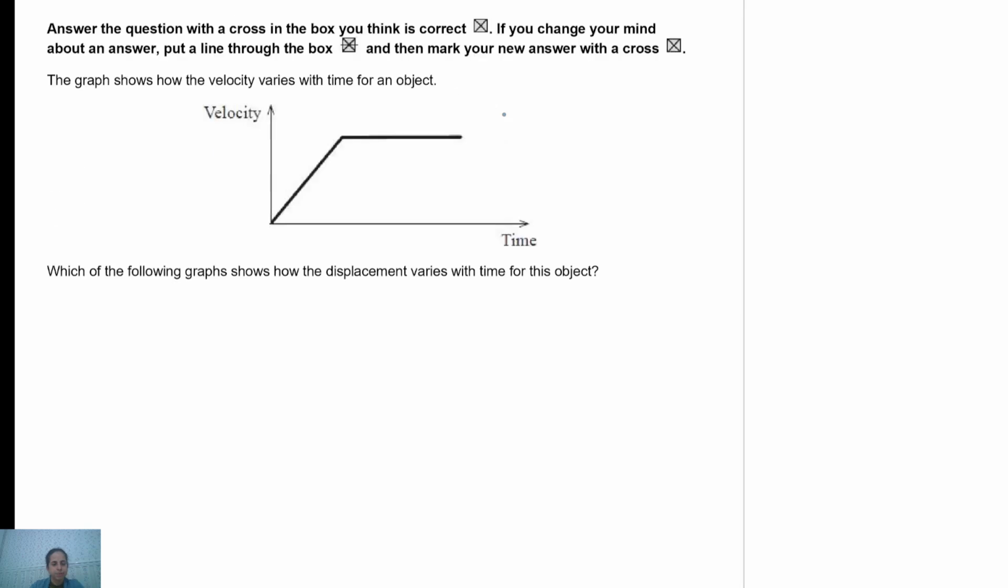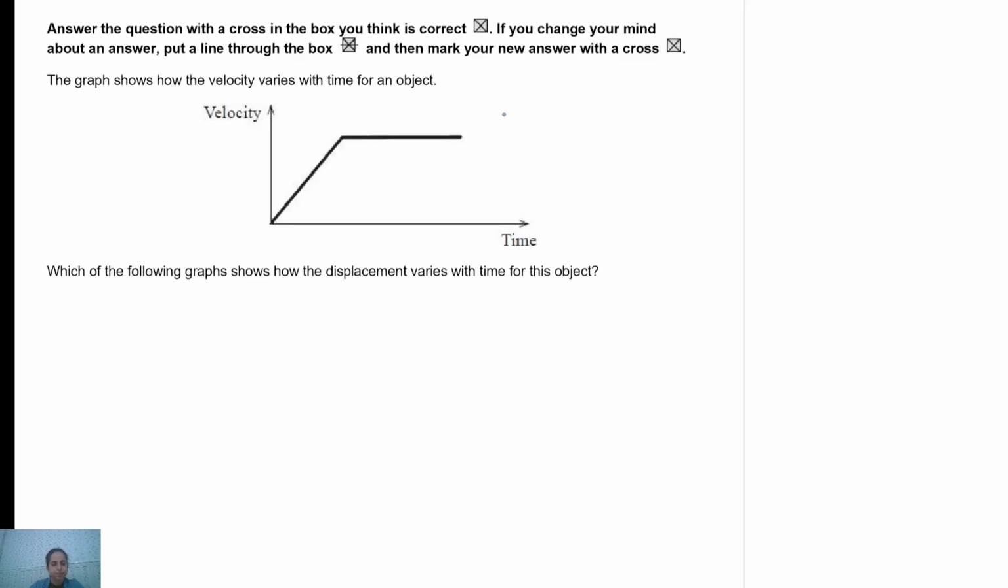What's happening here? Velocity is increasing, but the gradient is constant. That means my acceleration is constant. Here the velocity is constant. Velocity is not changing. See, it's the same velocity. So acceleration is 0.